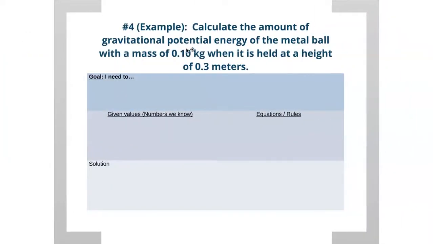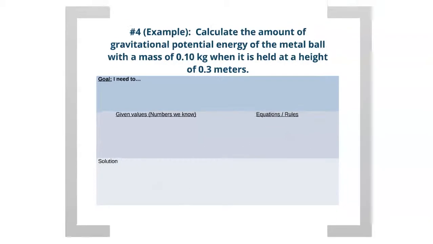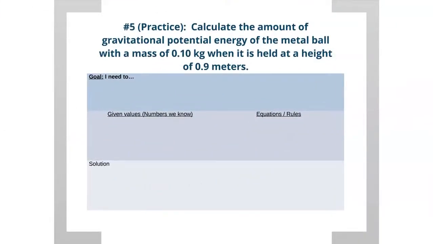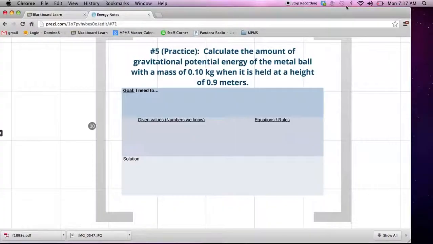So in this one, you're asked to calculate the amount of gravitational potential energy of a metal ball with a mass of 0.1 kilograms when it's held at a height of 0.3 meters. So the goal, I need to calculate potential energy. The given values, m equals 0.1 kilograms, h equals 0.3 meters, and your equation is that GPE equals m times 9.8 times h. And then again, all you need to do is plug in. And then we did one more practice problem, and that should get everyone all caught up.